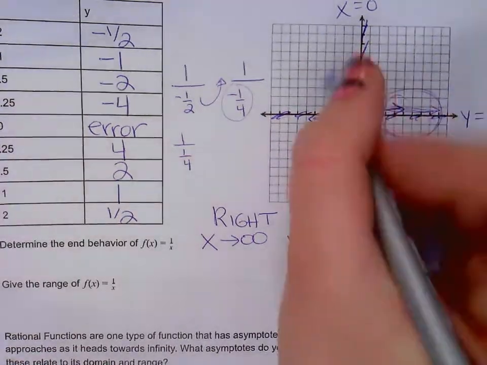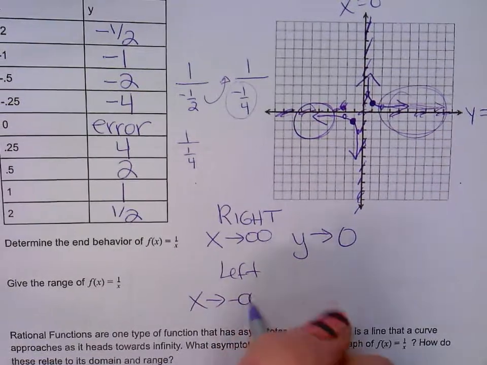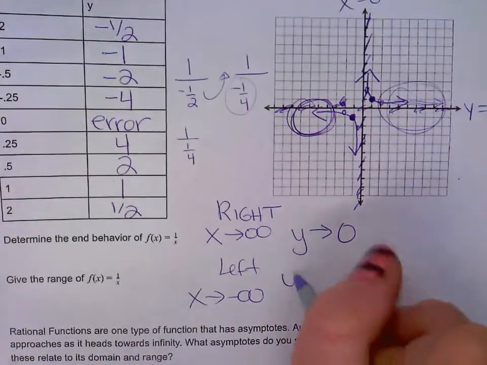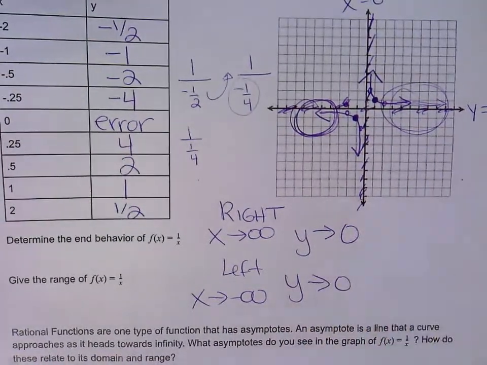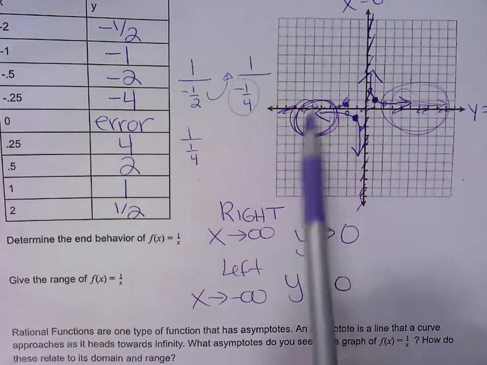What's happening on the left side of the graph? As x approaches negative infinity, what's happening? Y is also approaching 0, right? So sometimes end behavior is not going up or down like a polynomial. It might be approaching your asymptote line.